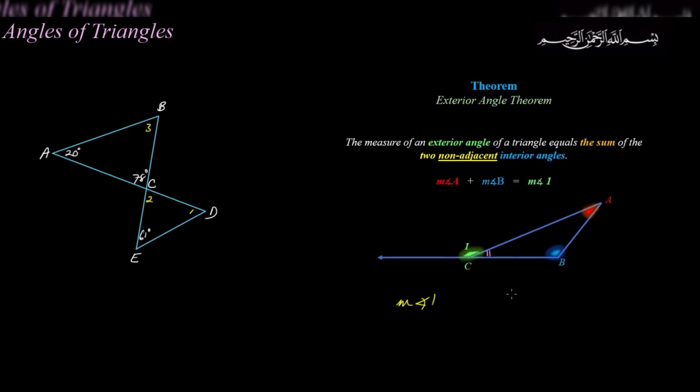That's what that's saying. So the measure of angle 1 is equal to the sum of the measure of angle A plus the measure of angle B in this particular diagram. So the measure of angle A plus B equals the measure of angle 1. That's what that theorem is saying. It's saying the measure of the exterior angle equals the sum of these two other angles.